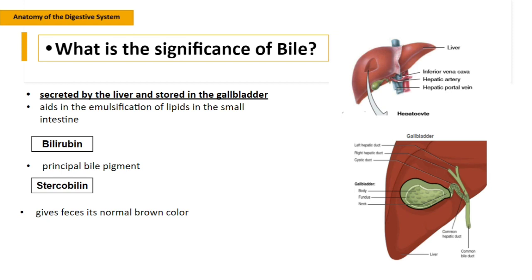Okay? And the bile aids in the emulsification of lipids in the small intestine. And please do take note as well of this additional information. The principal bile pigment is actually known as bilirubin. And the stercobilin is the one that gives feces its normal brown color. Just to give you an overview of this.